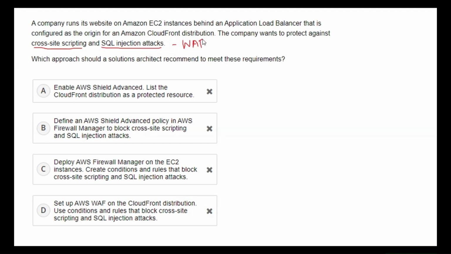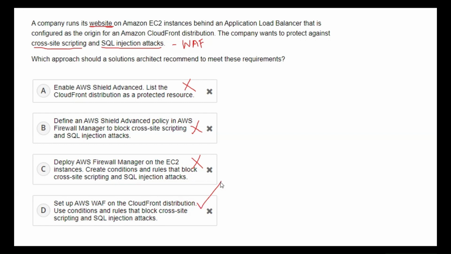The web application firewall. Already we saw a question on the WAF. So here also we have to pick an answer which is having WAF. Okay? So you can see enable Shield Advanced. This is a more advanced service to prevent the DDoS attacks. Here they are talking mainly about the cross-site scripting and SQL injection attacks, and typically on the web layer. They mentioned the website as well, right? So we can eliminate all the answers that is containing Shield, and Firewall Manager is more to do with monitoring the security bottlenecks inside a network. So that leaves us with answer 4, which is the correct answer.